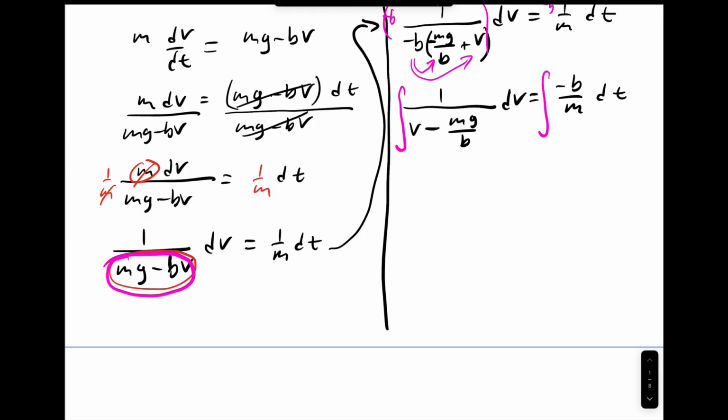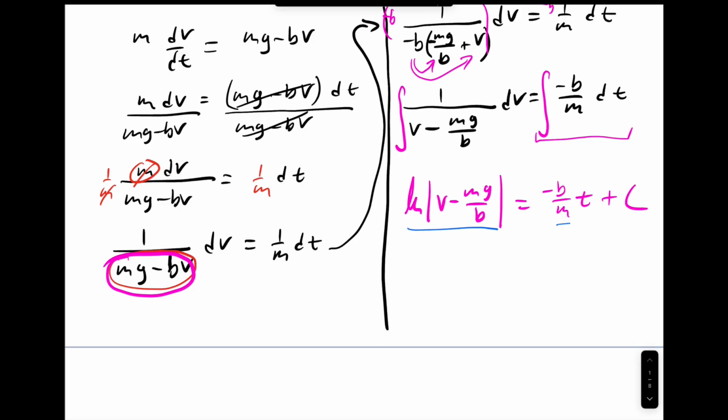Now, this becomes the natural log of the absolute value of v minus mg over b. And that's equal to, when I integrate this with respect to t, negative b over m times t plus a constant. Okay, now the way I solve this for v, the way I get v out of there, is I basically make the left and the right an exponent on e. So I have e raised to both sides as a power.